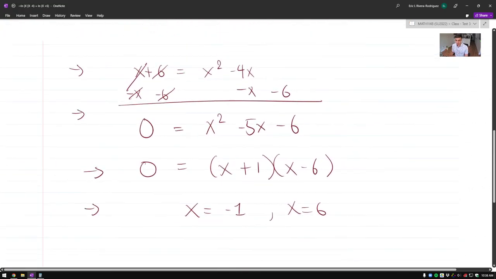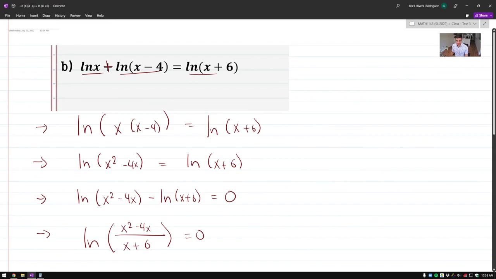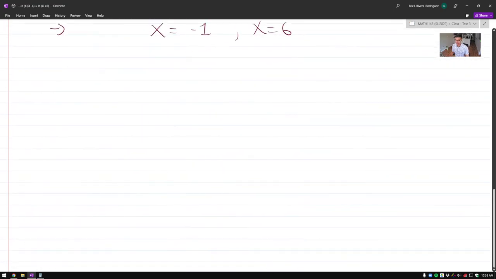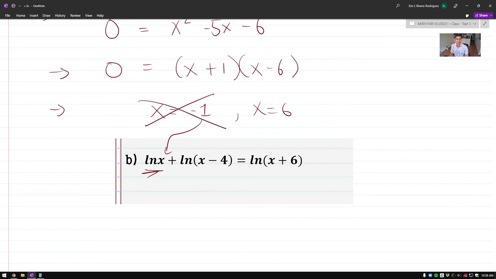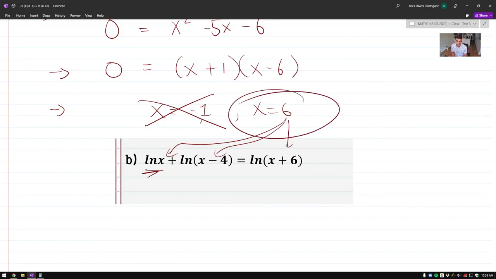But are they solutions for the original equation, which is the one that we have here? Let's see. If we plug in negative 1, we cannot plug in negative 1 in this first term, so negative 1 is not a solution of our equation. Let's see with positive 6. Positive 6 goes here, we are good. Positive 6 goes here, we are still good because 6 minus 4 is 2, a positive value, and 6 plus 6 is 12. So x equals 6 is the solution of the original equation, okay?